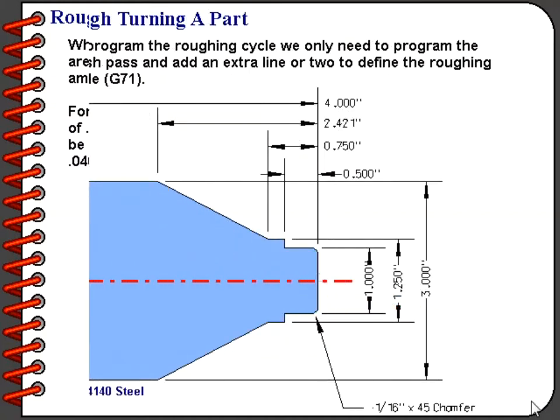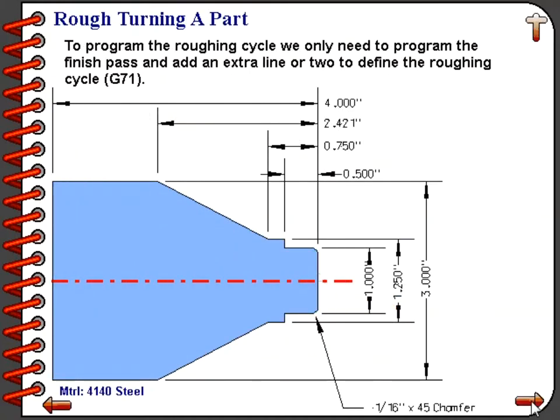To program the roughing cycle, we only need to program the finish pass and add an extra line or two to define the roughing cycle with G71.